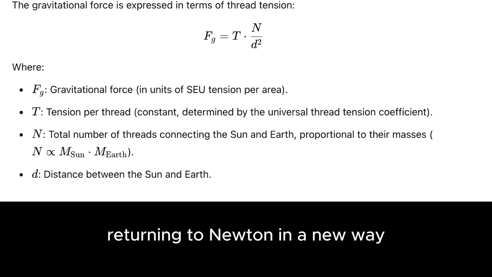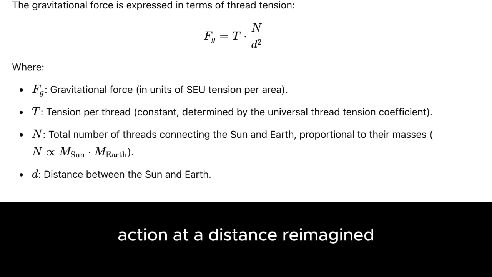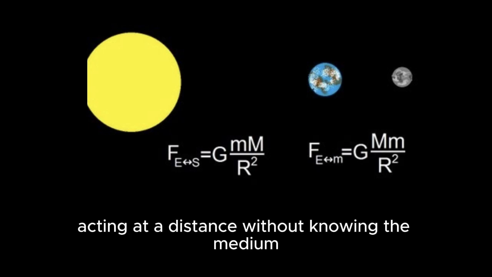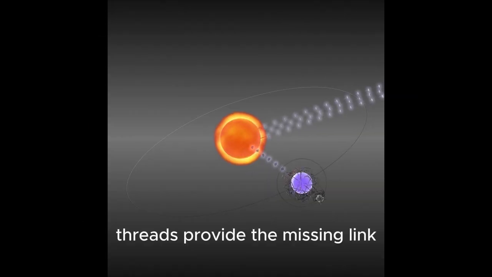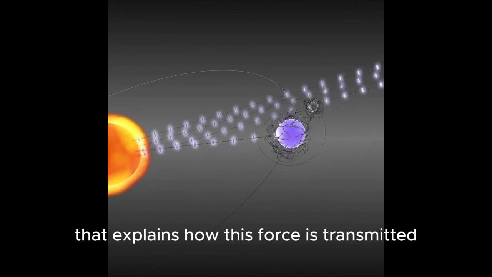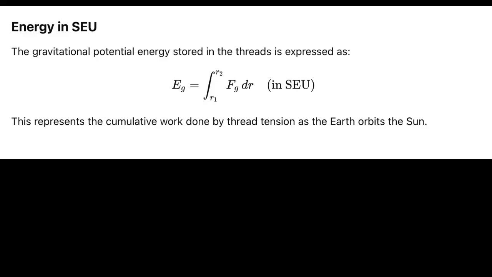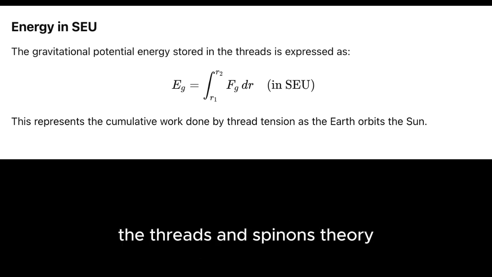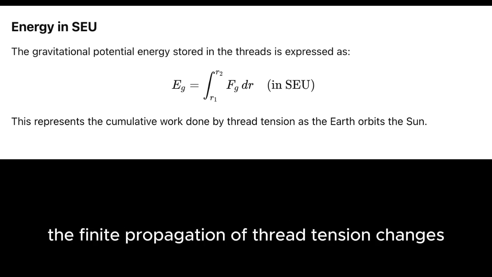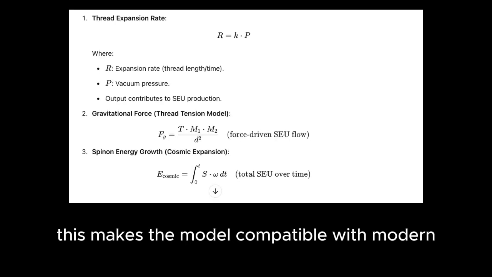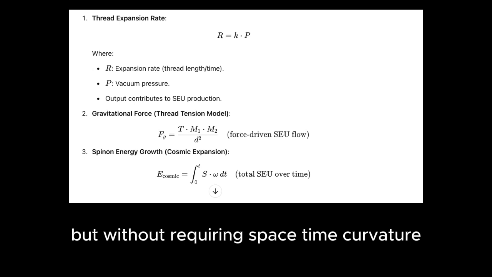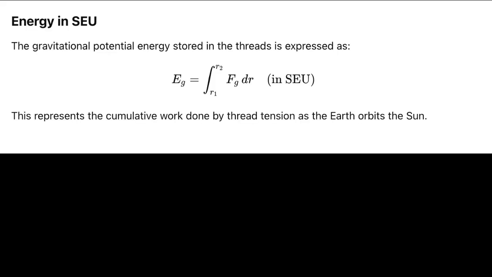Returning to Newton in a new way. Action at a distance reimagined. Newton described gravity as a force acting at a distance without knowing the medium. Threads provide the missing link that explains how this force is transmitted. Reintroducing physical interaction. Unlike Newton, who treated gravity as instantaneous, the Threads and Spinons theory incorporates the finite propagation of thread tension changes. This makes the model compatible with modern observations of gravitational waves, but without requiring spacetime curvature.